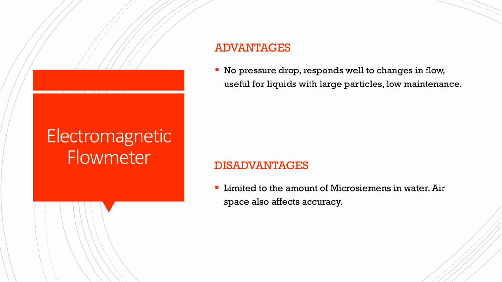Finally, advantages to using an electromagnetic flow meter are that there is no pressure drop and it responds well to changes in flow. This is useful for liquids with large particles. Disadvantages are that it is limited to the amount of microsiemens in the water. Microsiemens is the amount of electroconductivity the water contains. Airspace in the pipe will also affect this reading.